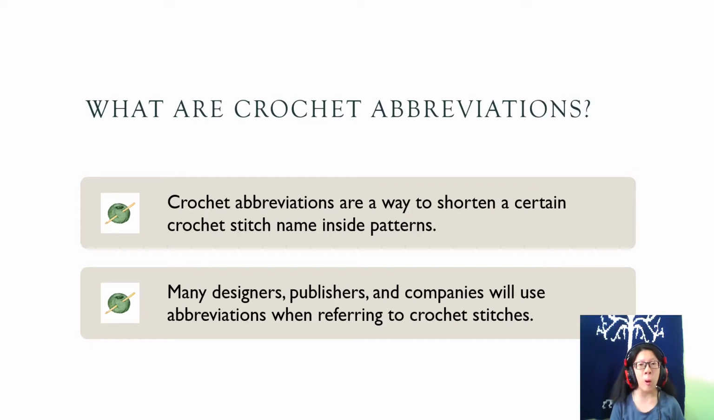Crochet abbreviations are a way to shorten a certain crochet stitch name inside a pattern. And so an example should be, let's say, the double crochet stitch. You sometimes don't want to write out the full name because it takes up a lot of space. So an abbreviated version of this is the DC. And that saves a lot of space and it gives you more room for writing more instructions.